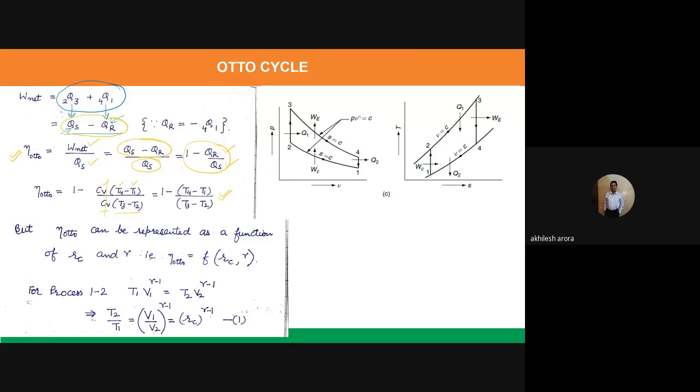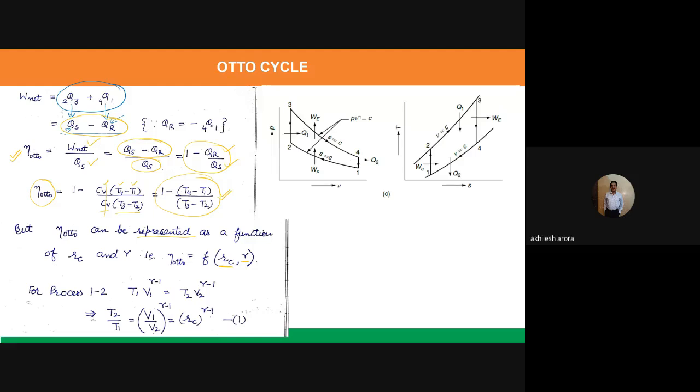Now if you see here, the efficiency of the Otto cycle is written in terms of temperatures. These all are temperatures only. So no doubt the efficiency of the Otto cycle is a function of all 4 temperatures, as you can see from here. But I would like to represent it as a function of compression ratio rc and gamma. Gamma, you know, is the ratio of specific heats, Cp by Cv. So let me do some further modifications.